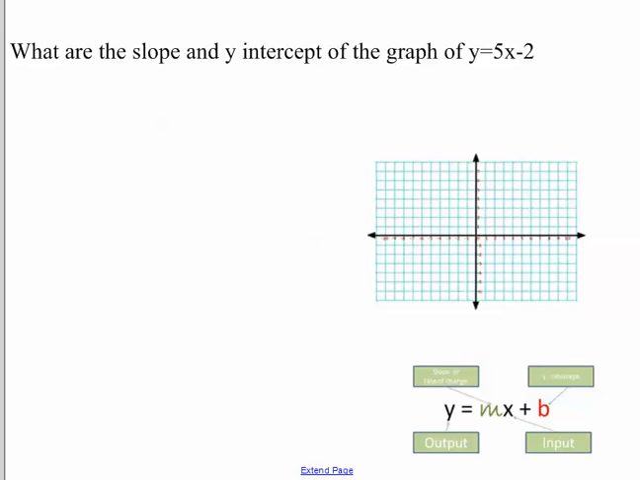Well, that letter m, the number in front of the x, you have a slope of 5, so I'm going to write that as 5 over 1. And my b is negative 2, so I'm going to write that as (0, negative 2).